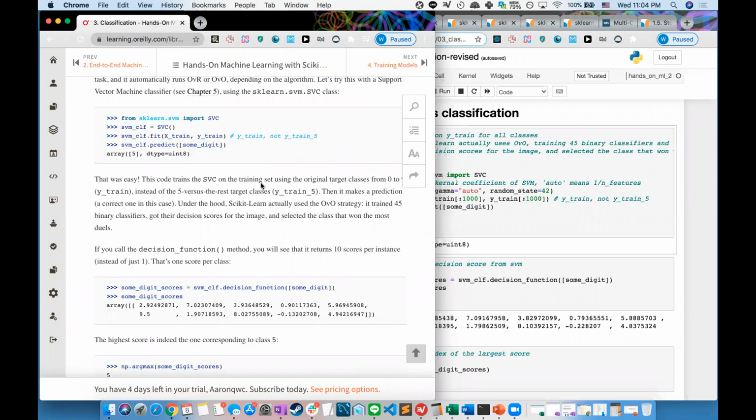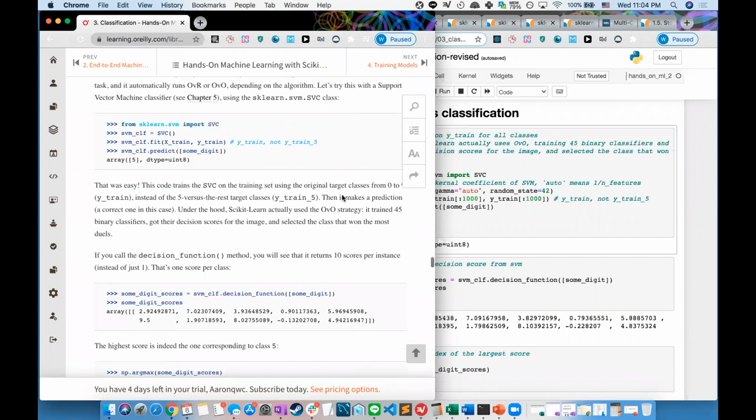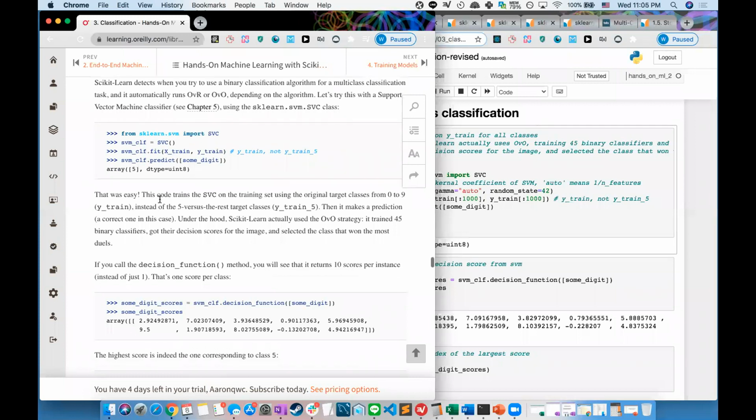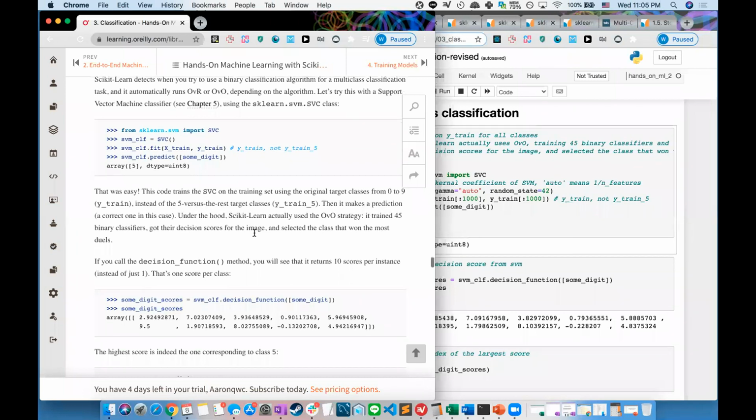This code trains SVC on the training set using the original target classes from 0 to 9 instead of the 5 versus the rest target classes, and it makes a prediction, a correct one in this case. Under the hood, scikit-learn actually used the OVO strategy. Even though we don't see that here, it actually uses the 1 versus 1 strategy because we're using SVM. It trained 45 binary classifiers, got their decision scores for the image, and selected the class that won the most duels.